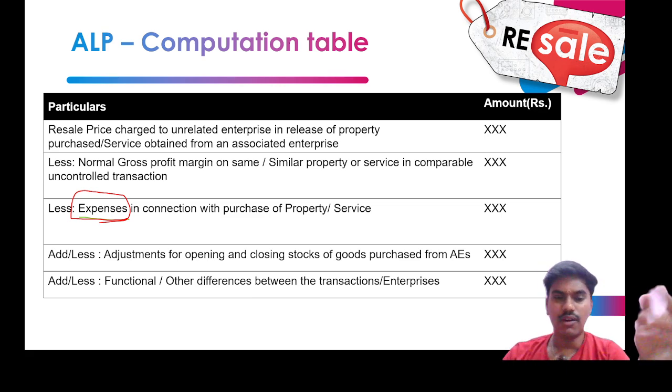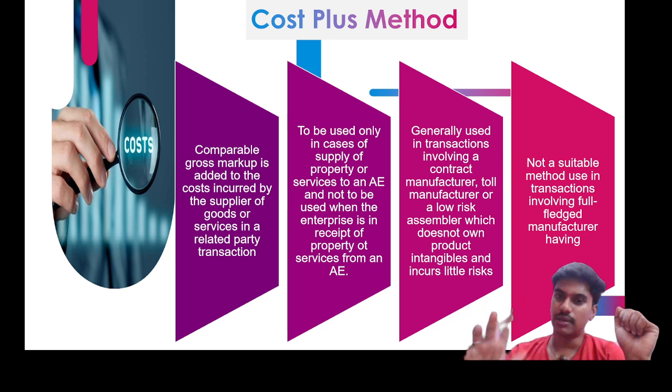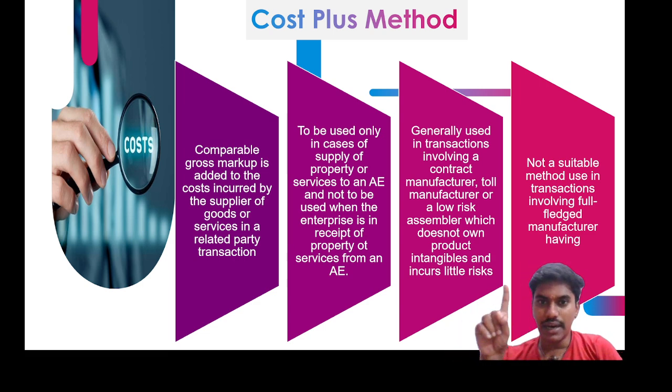Now let us go to the next method of transfer pricing, which is the cost plus method. For the resale price method, what did we say? Purchase should be from an associated enterprise, and the sale is to be to a third party. Here it is the exact reverse, the opposite of this. First, let us read what is given in the slide. Comparable gross markup is added to the cost incurred by the supplier of goods and services in relation to a third party. Here, the sale is to be to a related party.